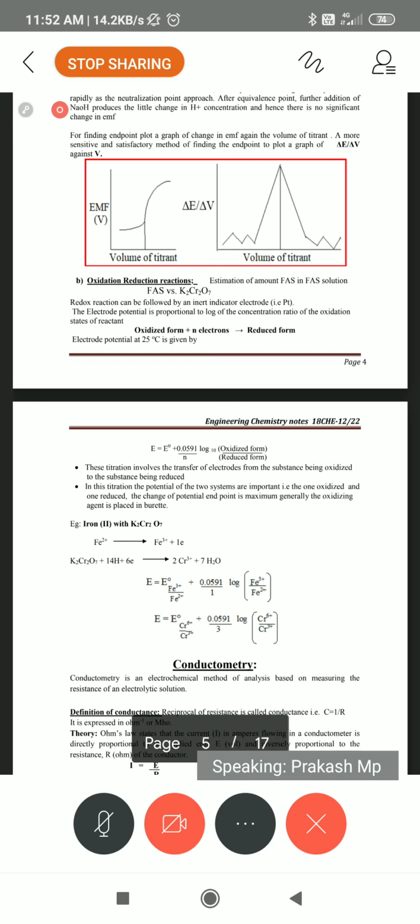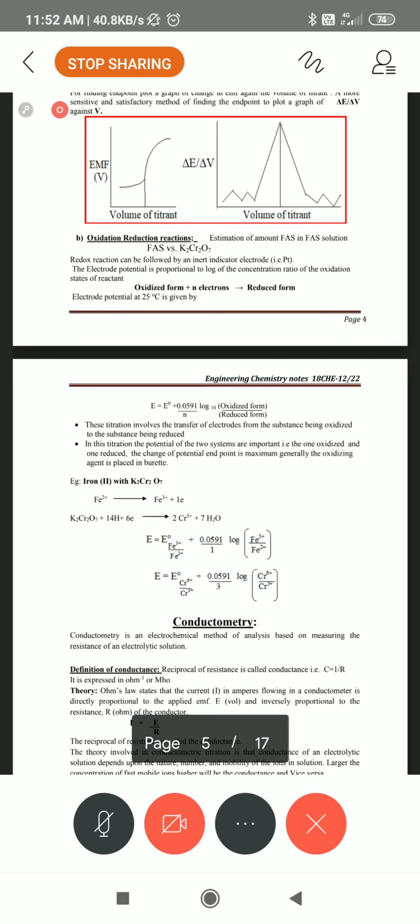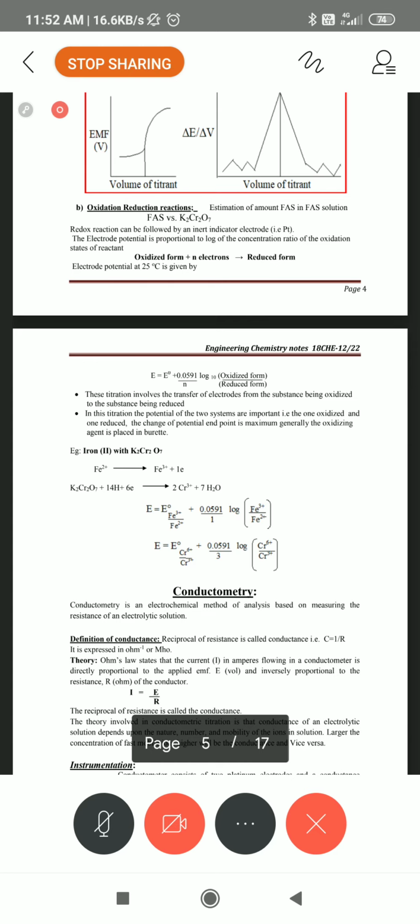Now we are using 391.4. You can multiply immediately, and you get how much ferrous ammonium sulfate you can add. So that much of a number you can get. That is how we go about using potentiometry.